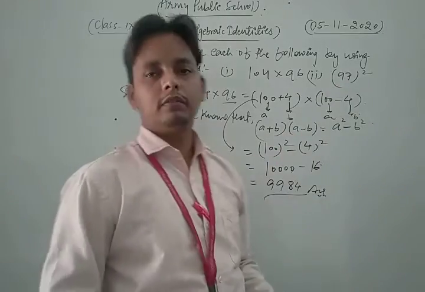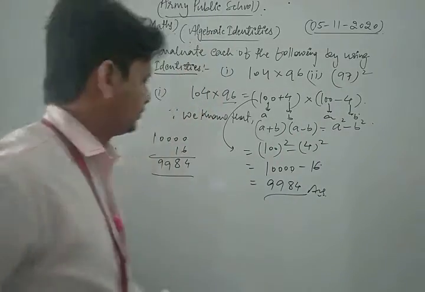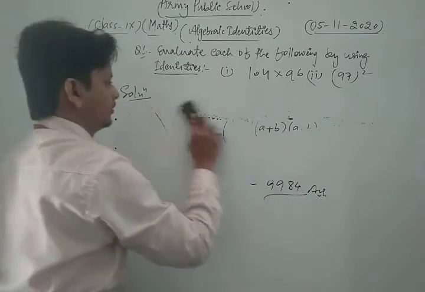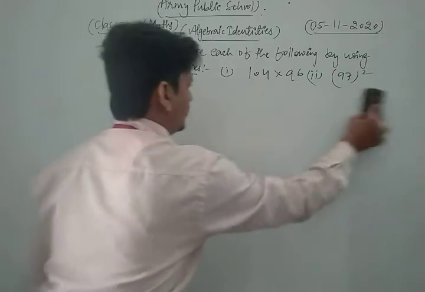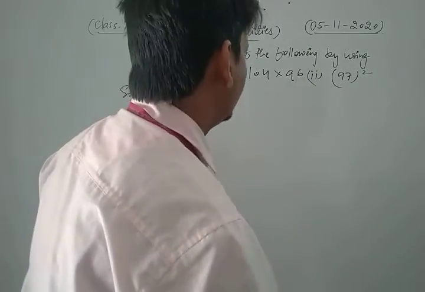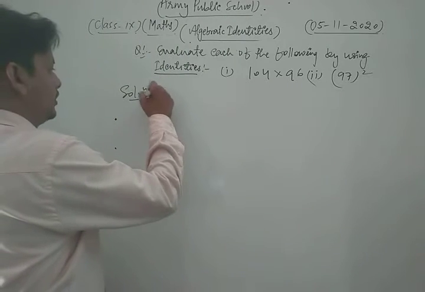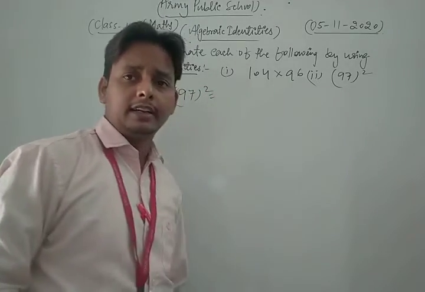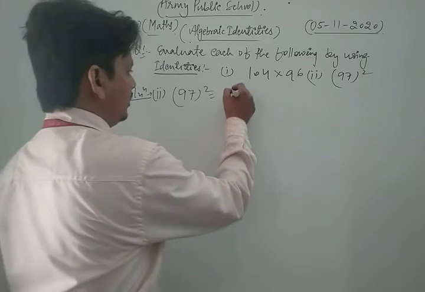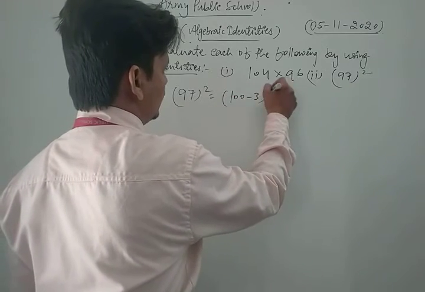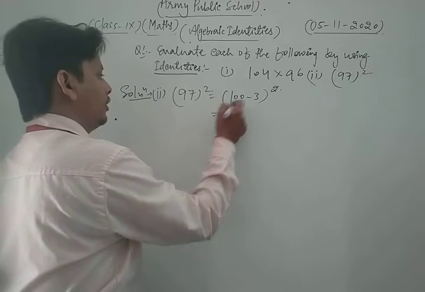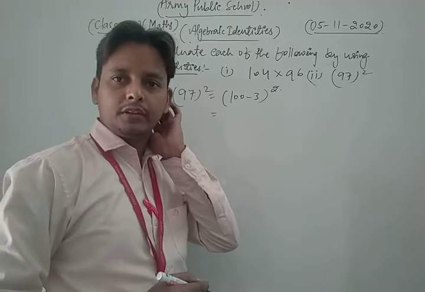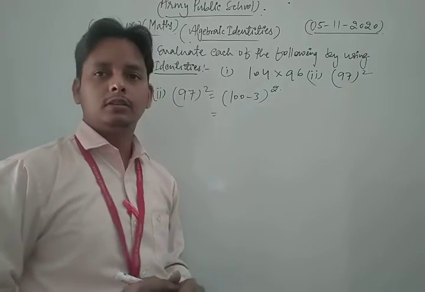Similarly, we take and solve the second part of this question, which is 97 square. We can write 97 as 100 minus 3. We can write 100 minus 3 whole square. And the value of 100 minus 3 is 97, so we write 97 as 100 minus 3.